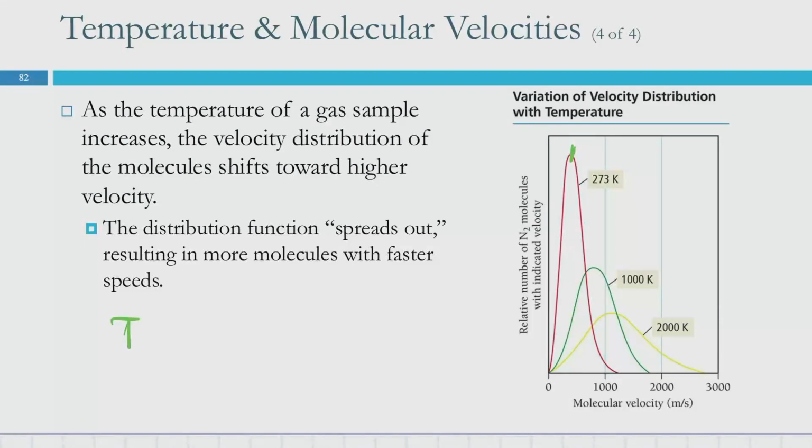So as temperature increases, generally velocity increases. The distribution is also going to spread out. That peak is flattening, and we've got a wider range of velocities, some really slow particles and a lot more really fast particles. Questions about either of those graphs?